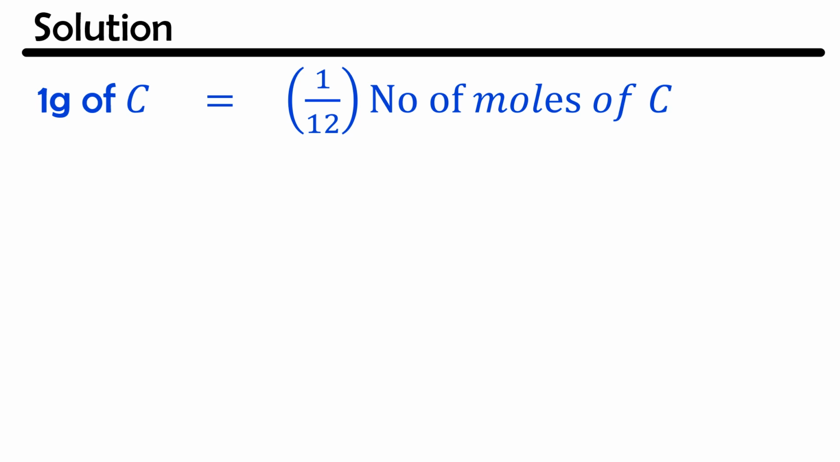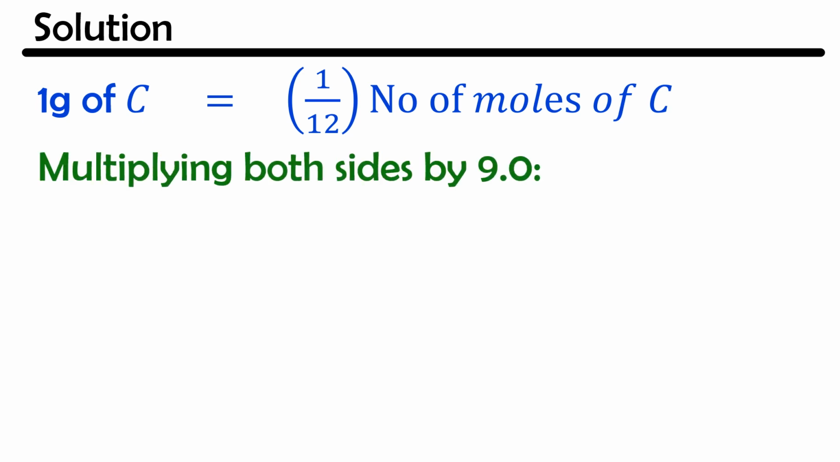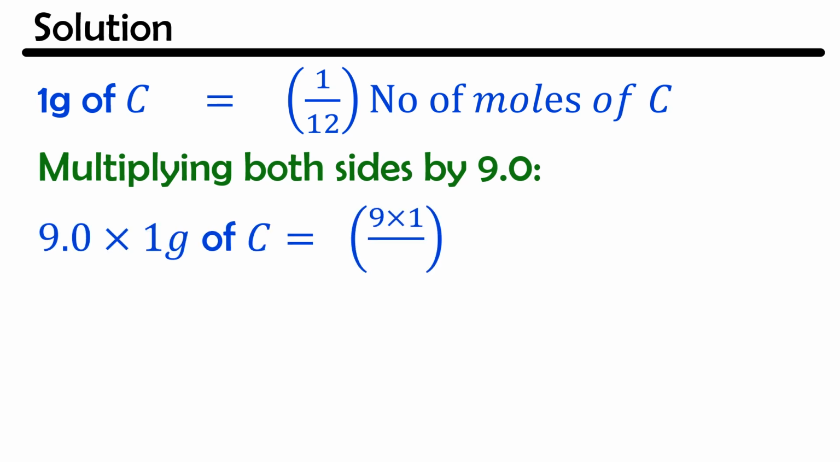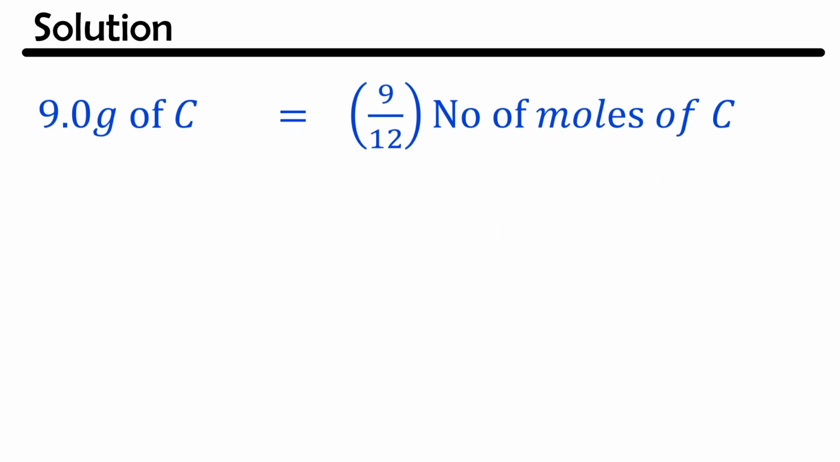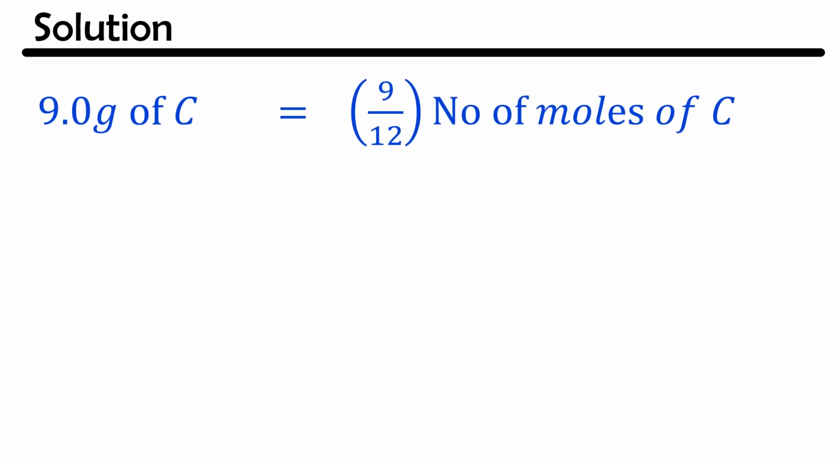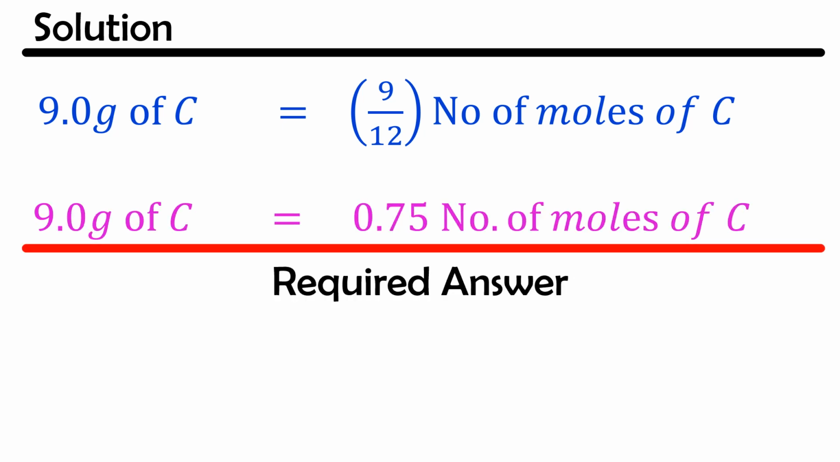The left side of this equation now becomes 1 gram of carbon. 1 means unit, and so this equation is required for the unitary method. Multiplying both sides of the equation by 9, it becomes 9 multiplied by 1 gram of carbon is equal to 9 multiplied by 1 divided by 12 moles of carbon. Simplifying, the equation becomes 9 gram of carbon is equal to 9 by 12 moles of carbon. Solving the equation, the required answer is 9 gram of carbon is equal to 0.75 moles of carbon.